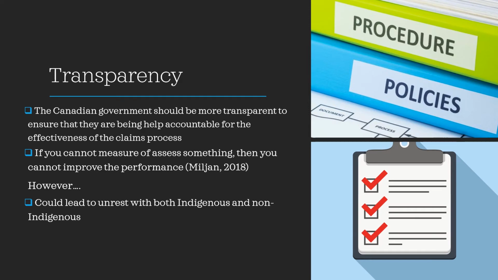My first policy option is creating provisions that require the Canadian government to be more transparent in all steps of the comprehensive and specific land claims process. This will ensure that the Canadian government is being held accountable for the effective performance of the process. If you cannot measure or assess something, you cannot improve the performance, which is needed in the land claims process.